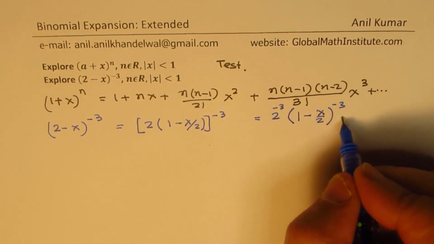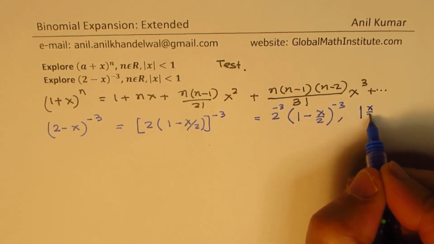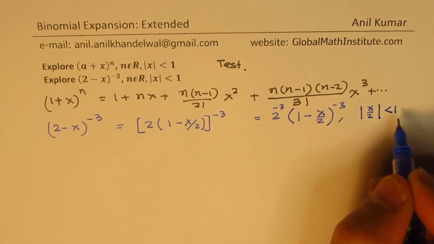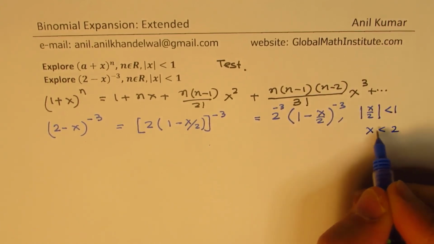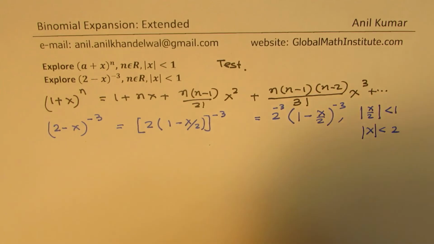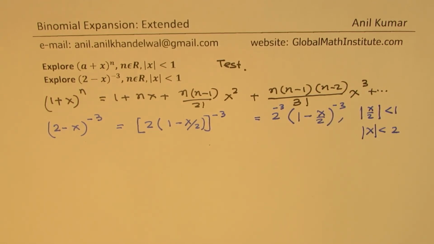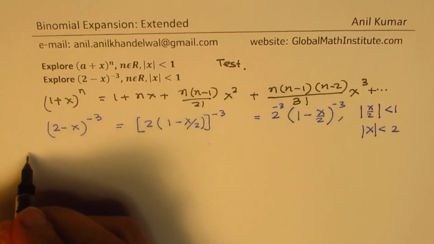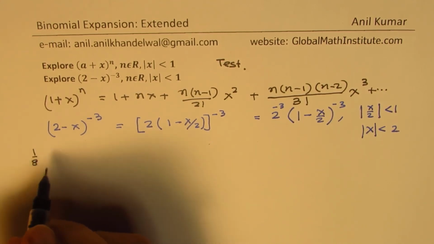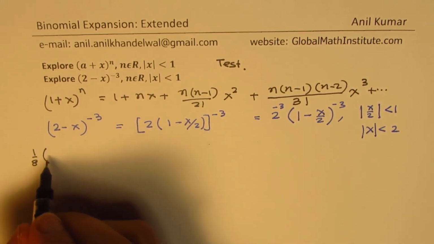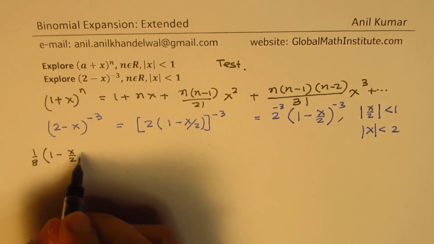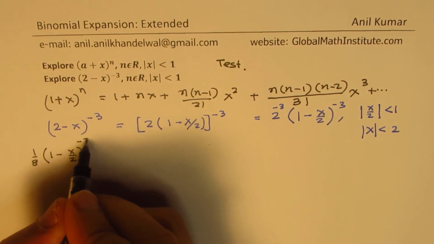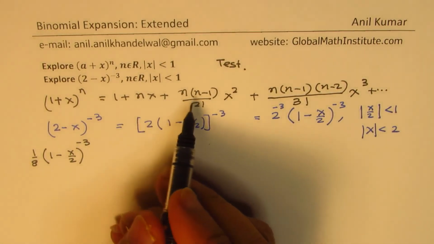And definitely, this is valid for |x/2| < 1, or |x| < 2. So that becomes a restriction on this particular expansion. Correct? I hope that makes sense. So now let's look into this. 2^(-3) is 1/8. So we have 1/8, and within brackets we have (1 - x/2), raised to the power of minus 3, and that's the expansion.